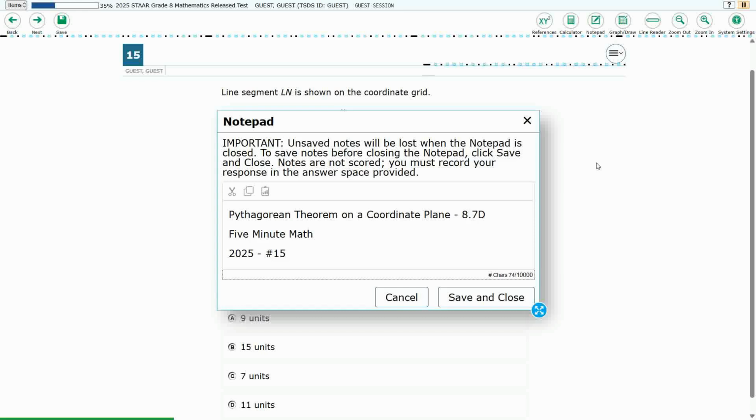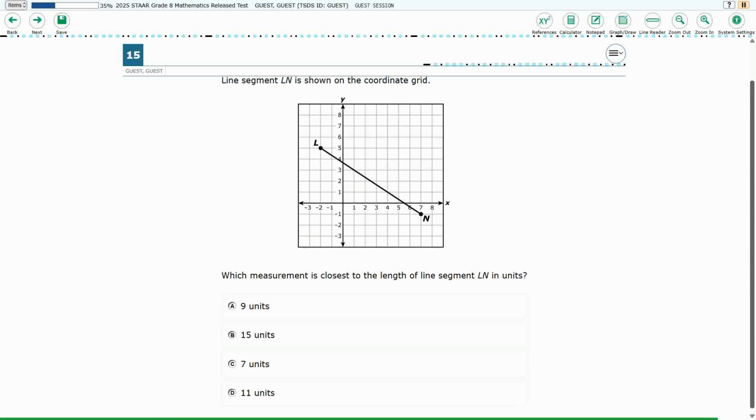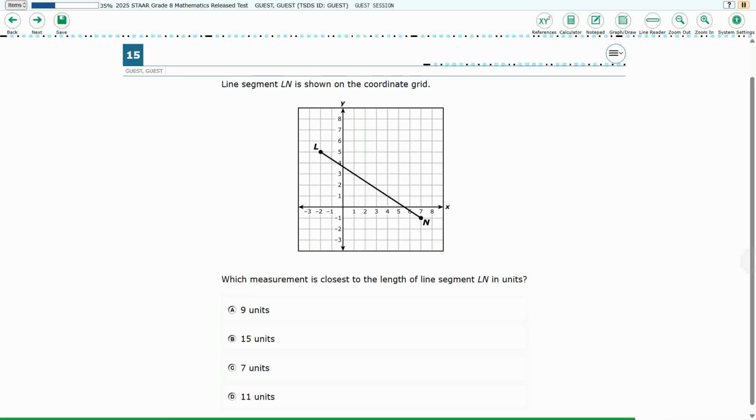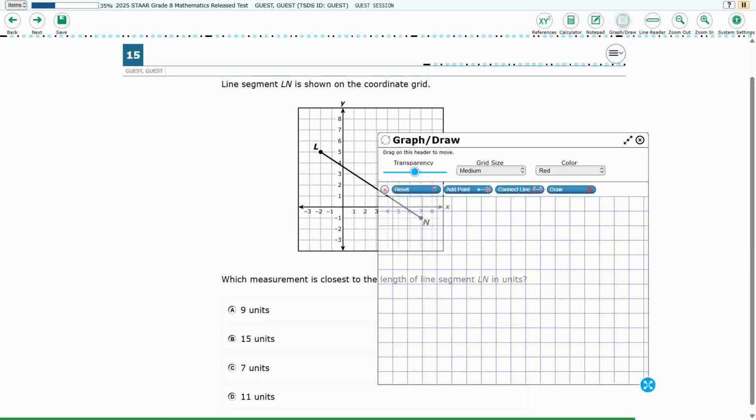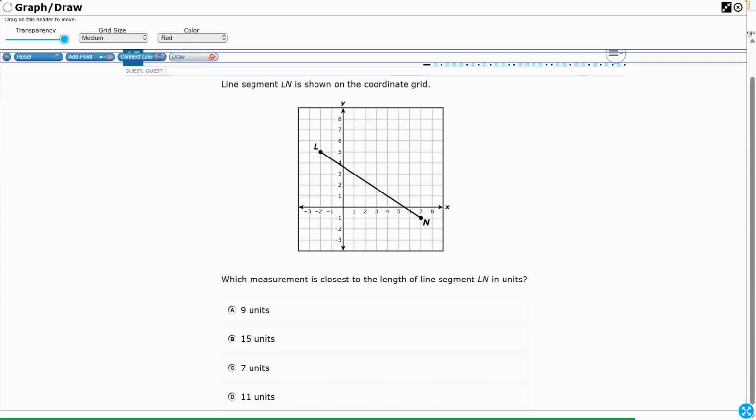Today we are looking at the 8th grade concept of the Pythagorean Theorem on a coordinate plane. This is standard 8.7D in the great state of Texas, and we are using item number 15 of the 2025 released STAAR test. If you haven't done so already, please go ahead and take a moment to pause the video, work this problem out on your own, unpause it, and we will look at our answers together.